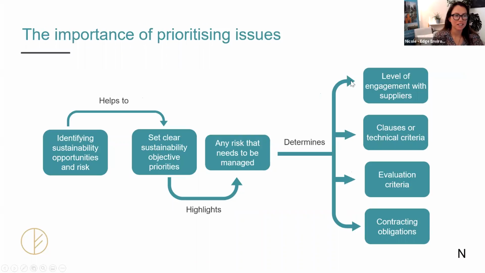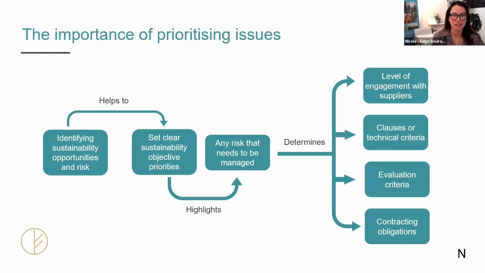Why this is important, and why we want to think about what we're spending and what the priority might be, is because it helps us set those sustainability objectives. By identifying what the priorities are up front, that flows into setting the objective, it tells us what risk needs to be managed, and that then will help determine all of the things throughout procurement. So what's the level of engagement that we need with suppliers? What are the clauses or criteria that we need to include? How are we going to evaluate? And what are those contract or performance obligations?